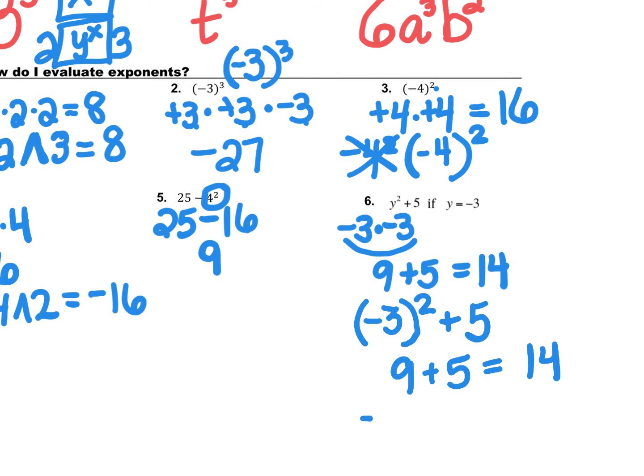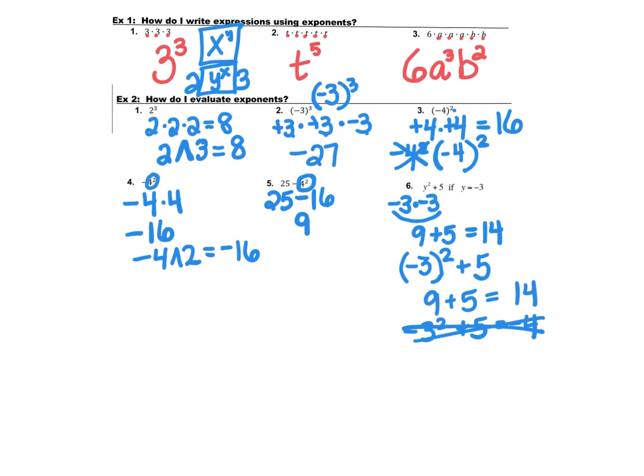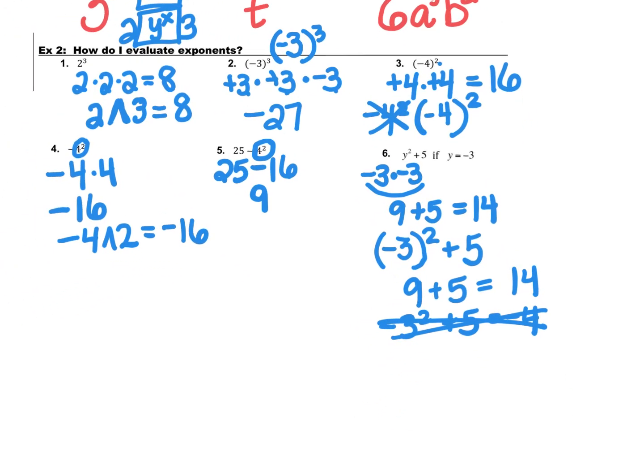If you don't use the parentheses, you're going to get it wrong. Your calculator is going to think that it's -9 and it's going to give you -4, and that is wrong. So just be really careful to put parentheses around negative numbers if you are raising them to an exponent.